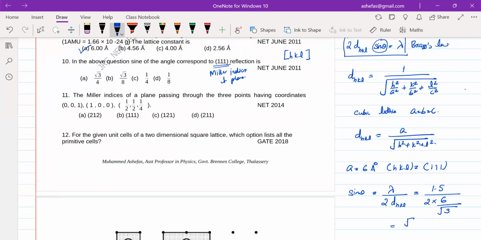So it is equal to root 3. So 6 times 1.5 will be 4. So root 3 by 8. So sine theta would be root 3 by 8. So option B is the correct option.